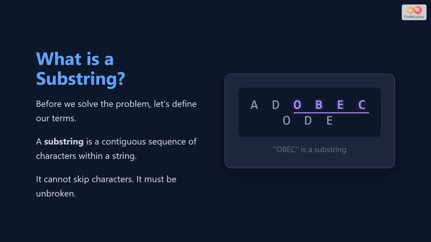First, let us make sure we are on the same page about what a substring is. A substring is a contiguous, unbroken sequence of characters inside another string. For example, in the word Adobe code, the letters O, B, E, and C form a substring because they appear together in that exact order.